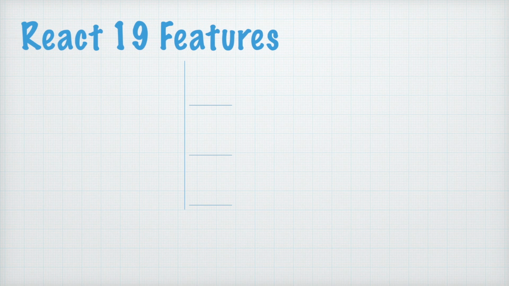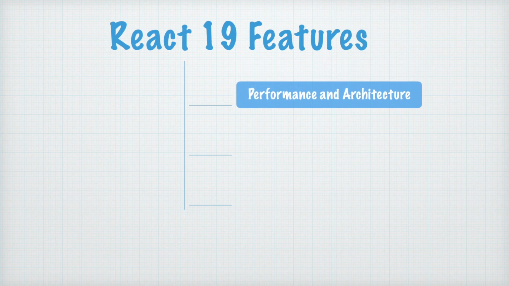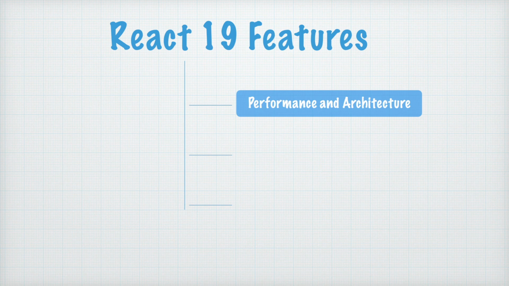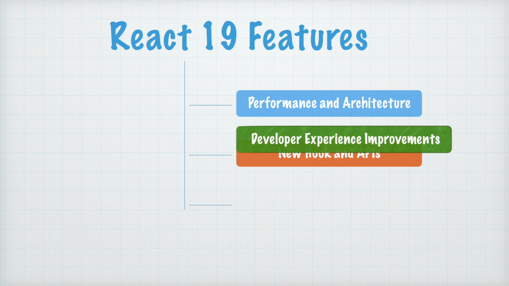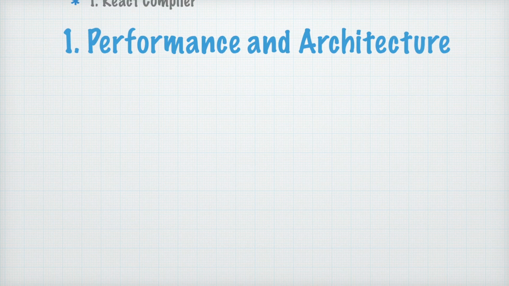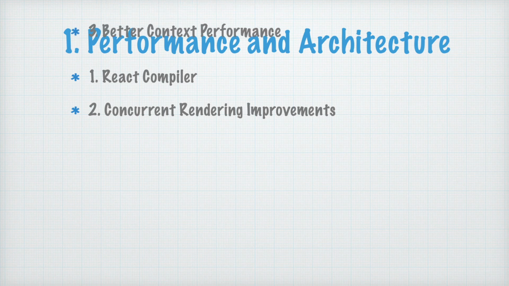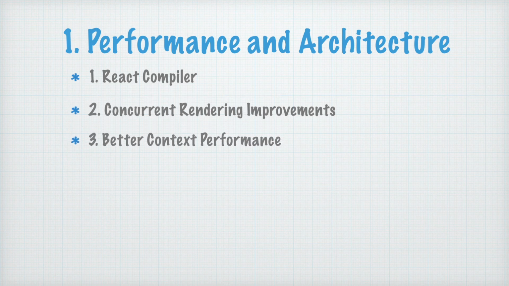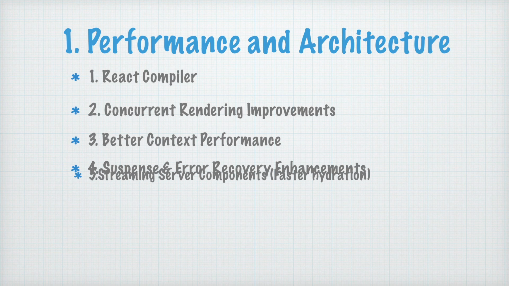In this video, I'm going to break down the main features of React 19 that every developer should know. To make things super easy to understand, I've grouped them into 3 main categories: performance and architecture, new hooks and APIs, and developer experience improvements. And in today's video, we're going to focus on the first one: performance and architecture. React 19 makes our apps faster, cleaner, and smarter. There are 5 big improvements we'll look at: React compiler, concurrent rendering, context performance, suspense enhancements, and streaming server components. Let's go one by one.